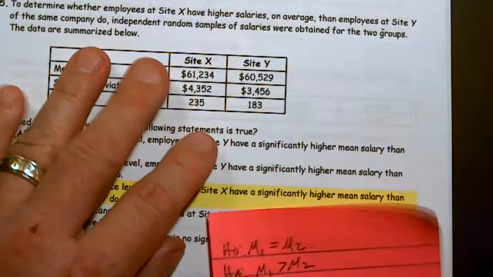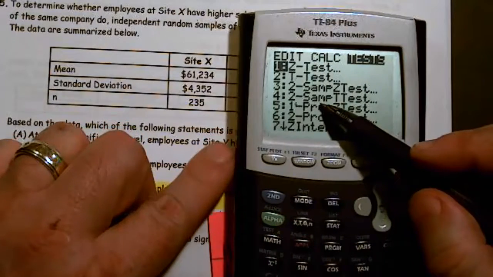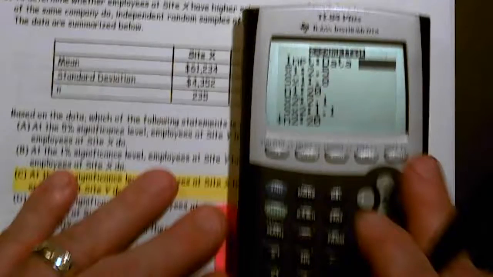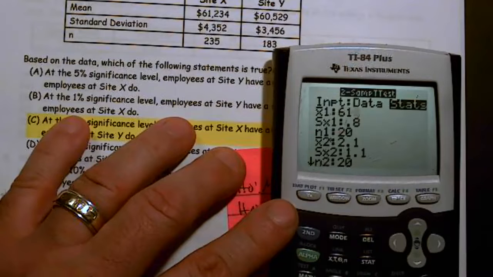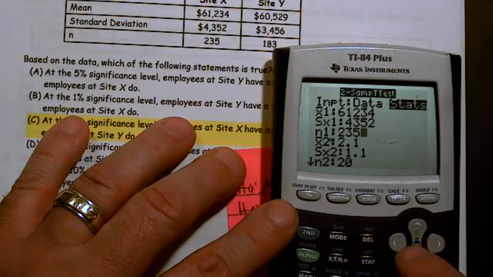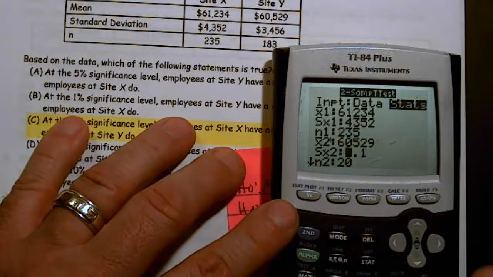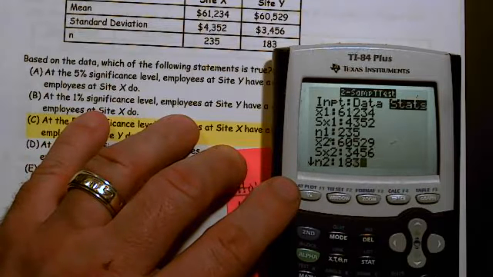And now we need to plug that information into the calculator. So into the calculator, stat test, we're going to drop down to number 4, a 2 sample t-test. And we have a sample mean of 61,234 with a sample standard deviation of 4352 and a sample size of 235. The mean of site Y was 60,529, and 3,456 is my standard deviation, and my sample size is 183.